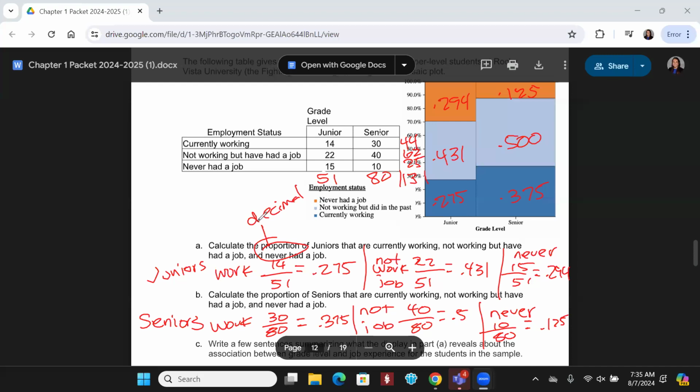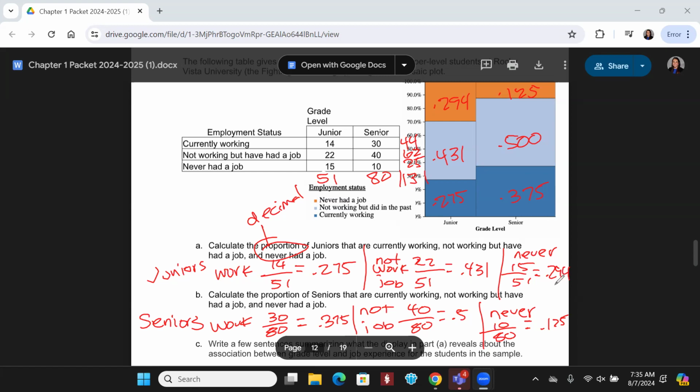All right, so what you should have done is calculated for currently working, not working but had a job, and then never had a job. Remember, the first thing that we do is we total up on the outsides. So we total up the rows and the columns, and then we give the total number of students. What you should have gotten is currently working should have been 0.275. Not working but had a job is going to be 0.431. And never had a job is going to be 0.294.